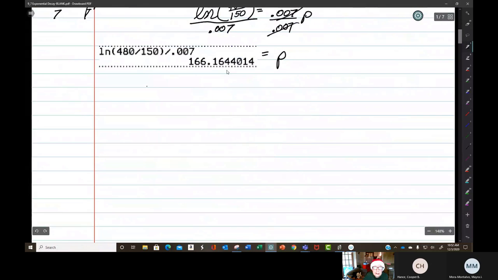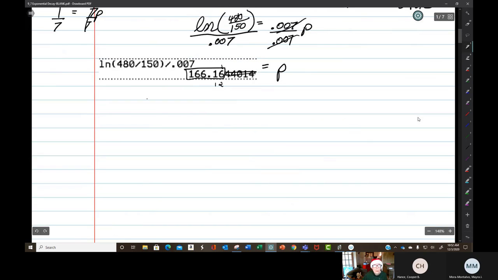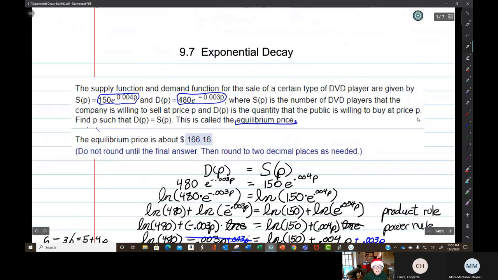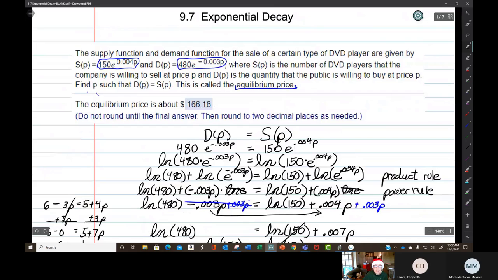Okay, here's decimal place one, here's decimal place two. This four will not make the six go up to a seven, so we just get rid of those. And our answer is going to be 166.16, which is what my MyMathLab says, so we agree.